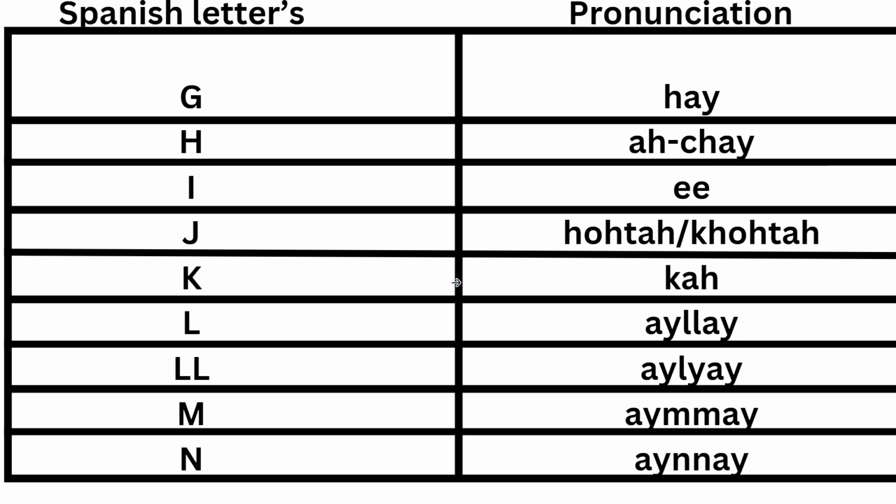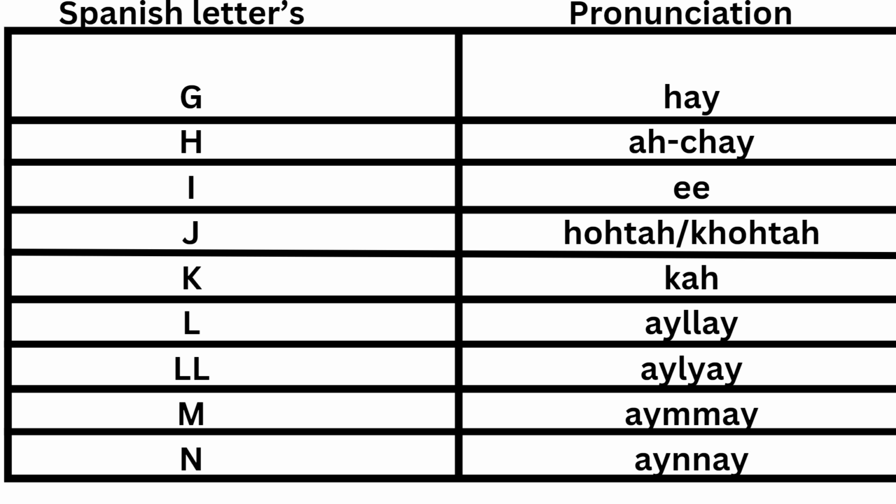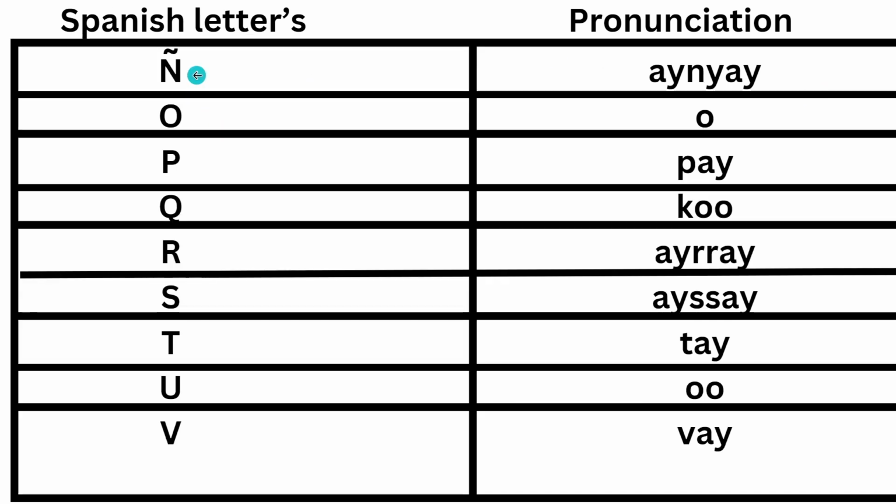How do we say K? We say it as ka. Now coming to L, we say it as elle. Now the special letter double L, we say it as elle. Now M, we say it as eme. And now N, we say it as ene. Now the special letter N with a symbol, we say it as eñe.